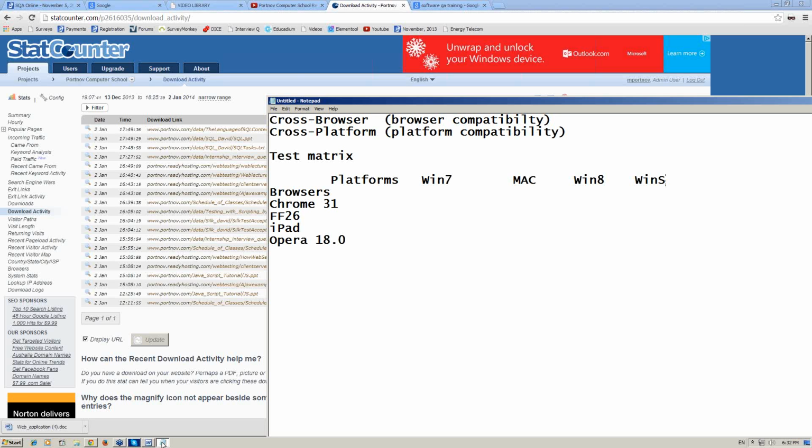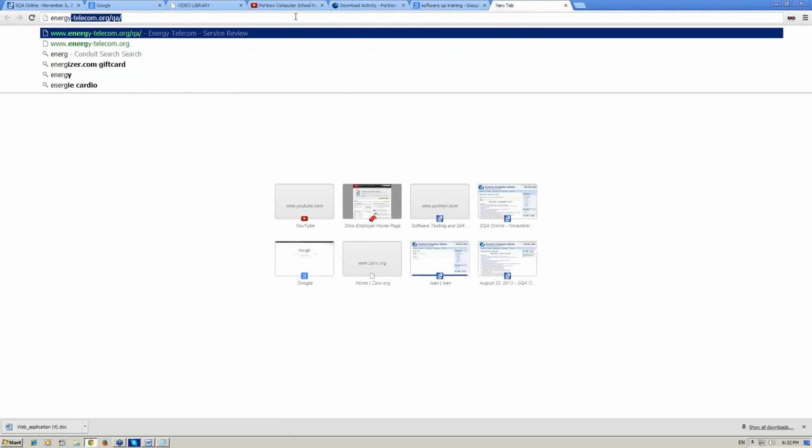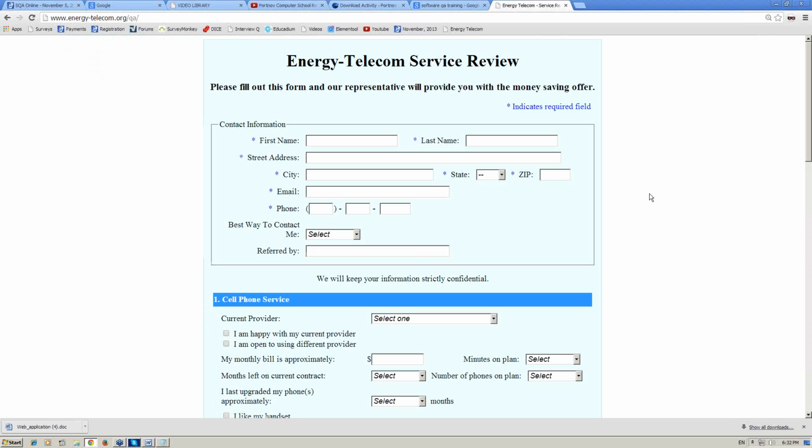Sometimes functionality is impacted. Let's say you have JavaScript, and I'm just thinking what to show you. For example, we tested that application Energy Telecom. I am in the Chrome browser right now, in the zip code field, and if I try to type digits, it accepts digits. Good. What if I try to type letters? It accepts letters, which it shouldn't.